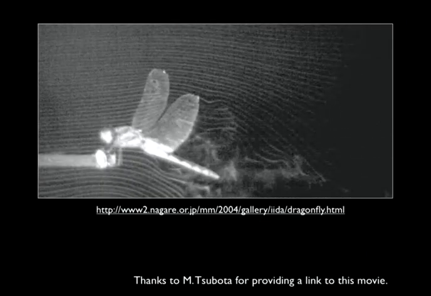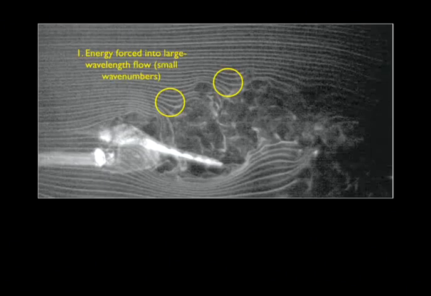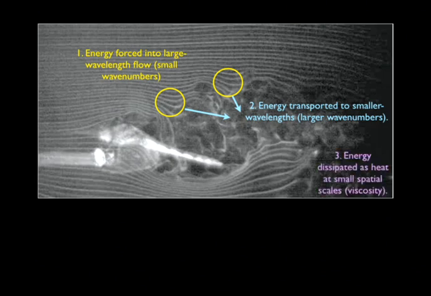There's many ways of defining turbulence. What I'd like to do is qualitatively describe what is involved in typical turbulent flow. First, we've got the concept of energy being forced into some kind of long wavelength flow, and these regions circled in yellow show a bit of long wavelength flow. Turbulence typically will involve some kind of energy transport from these long wavelength flows into smaller wavelengths or larger wave numbers. And at the smallest length scales, energy is dissipated as heat. This process is what is often desired to be described in turbulence.